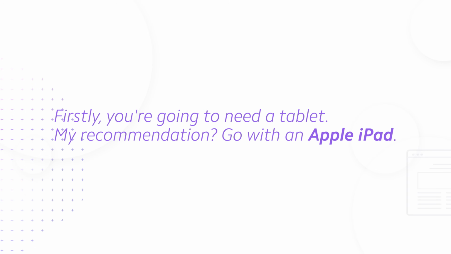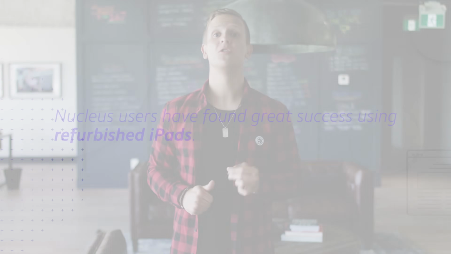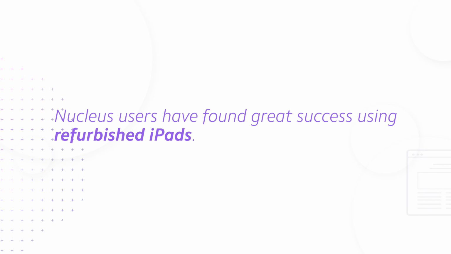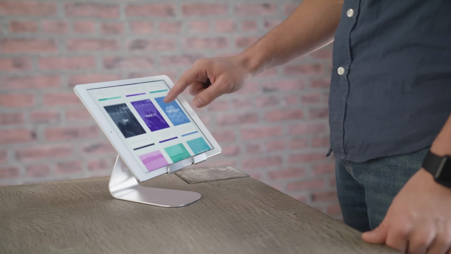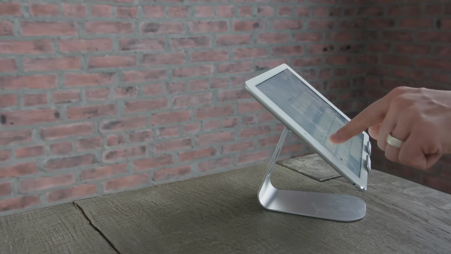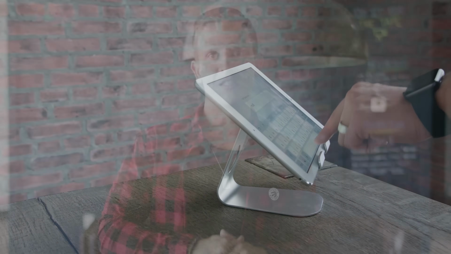It gets better because let's take a moment now and talk about the actual hardware you're gonna need to make this all work. Firstly, you're gonna need a tablet. My recommendation, an Apple iPad. And here's a pro tip. If you're looking to save money on the cost of an iPad, Nucleus users have found great success using refurbished iPads. They cost considerably less money, and because your primary use for these tablets will be lobby kiosks, you won't suffer from having an older tablet lacking some of the newest novelty features.